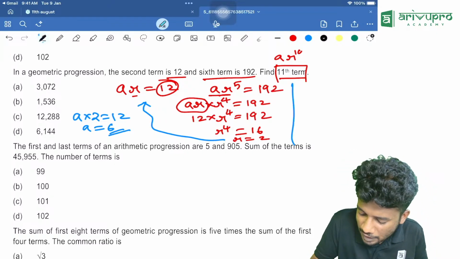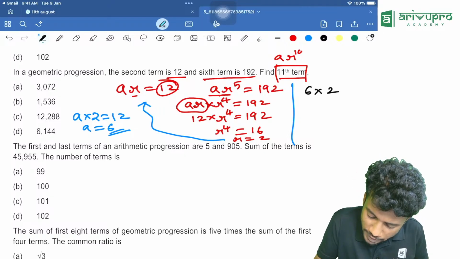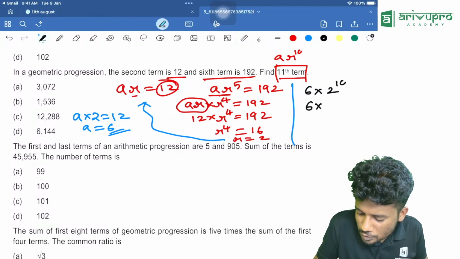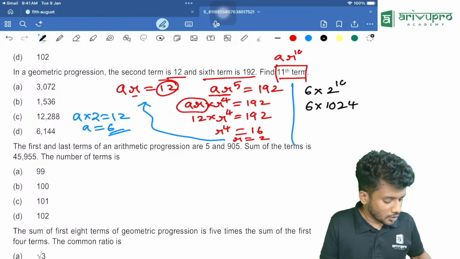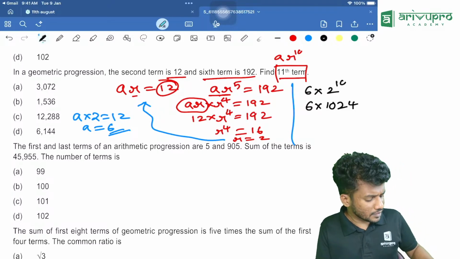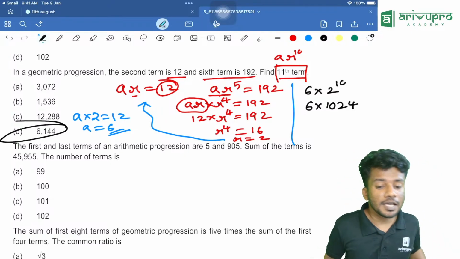Now, can you find the value of AR raised to 10? That means 6 into 2 raised to 10. 2 raised to 10 is how much? 1024. So, 6 into 1024 is how much? 6 into 1024, which is equal to 6144. Option D is your answer.